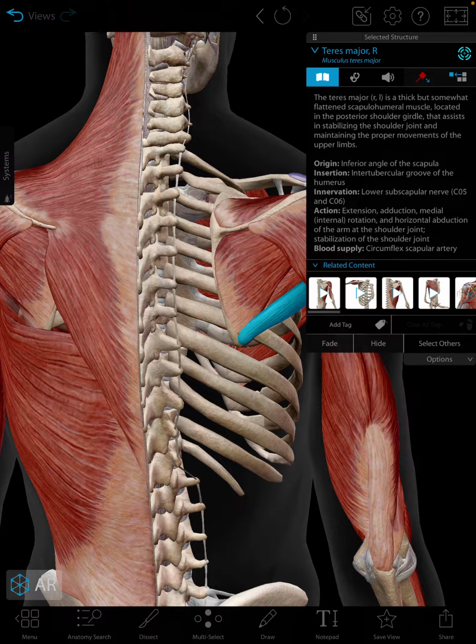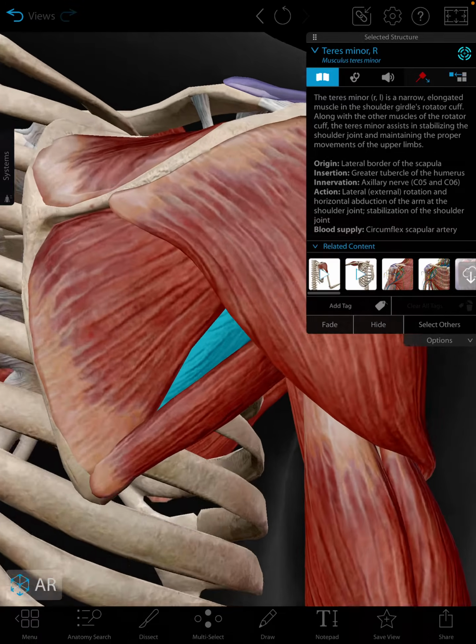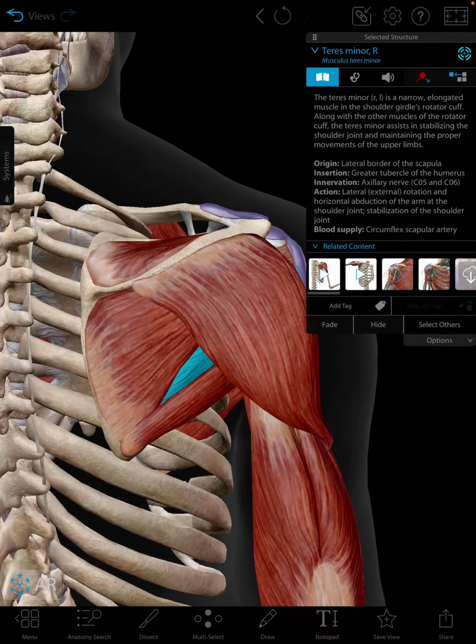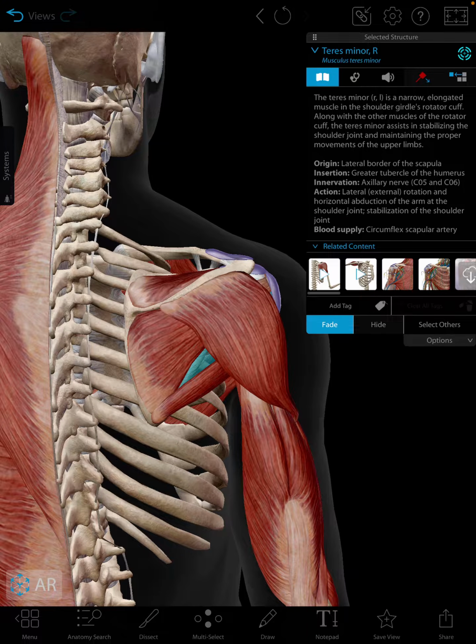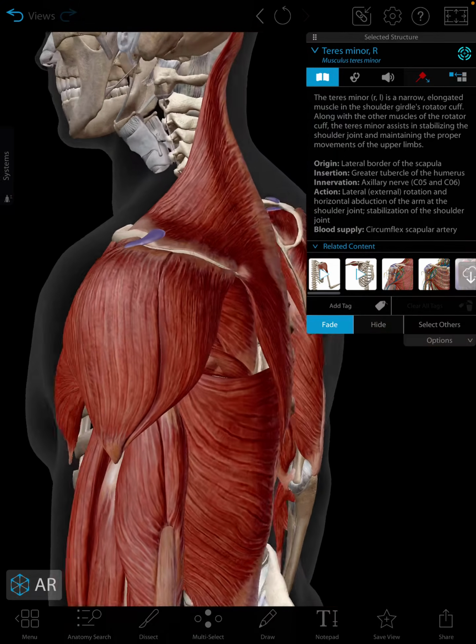Okay, so this is known as the teres major, but remember, the teres major is not part of the rotator cuff, but the teres minor, you can see that one right here, the teres minor is part of the rotator cuff muscle group.